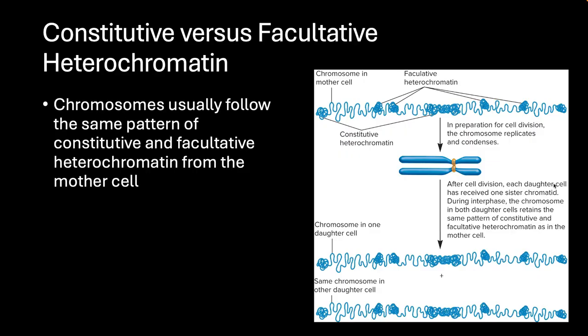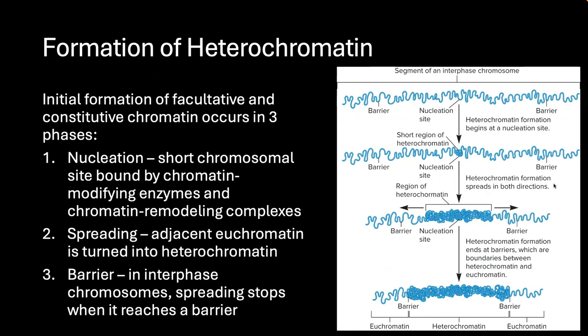What's cool here is that chromosomes will generally follow the same pattern of constitutive and facultative heterochromatin from mother to daughter cells. The formation of heterochromatin in our cells follows three basic phases. In nucleation, a short chromosomal region is bound by modifying enzymes and remodeling complexes. In the spreading phase, the euchromatin is compacted into heterochromatin in this short chromosomal region. Lastly, in the barrier phase, the spreading stops once it reaches barriers between heterochromatin and euchromatin complexes.